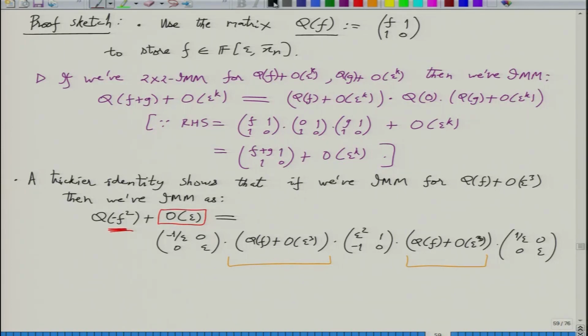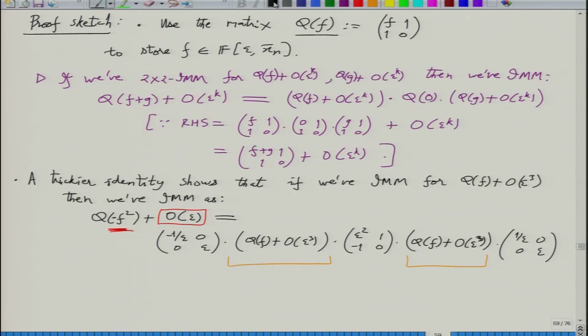Okay, so this can again be checked. You just have to multiply the first matrix with QF, then the third matrix with QF, and then the fifth matrix. So you just look at this matrix product, this will give you Q of minus f square, and the remaining things are error terms. You can check that they are all multiples of epsilon, not epsilon square and not epsilon cube. Okay, so this precision kind of reduces.